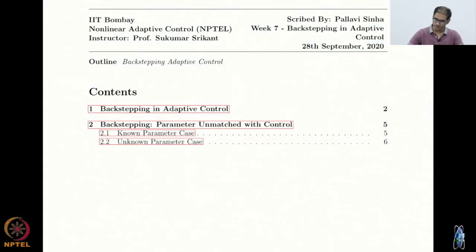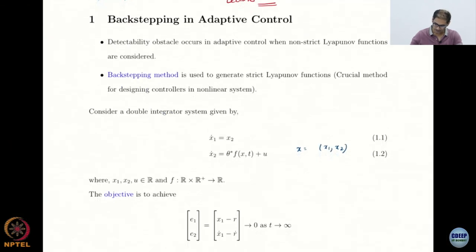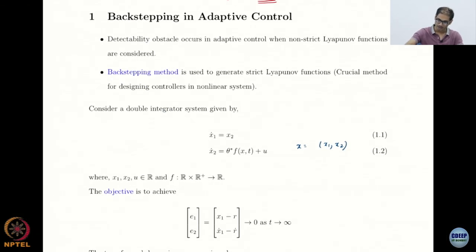What we were doing last time was giving you an intro to adaptive control, right? I of course did not go much further. There is an entire section on backstepping with parameter unmatched control. I did not cover this because this is not an adaptive control course, but you can see that in the examples we were considering, the control and the uncertainty appear in the same equation. This is called a matched uncertainty, and as you can imagine, these are much easier to handle.